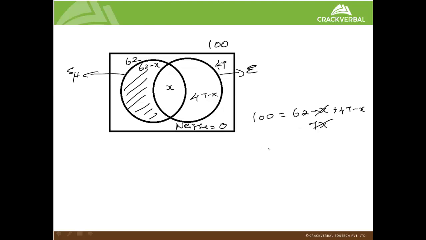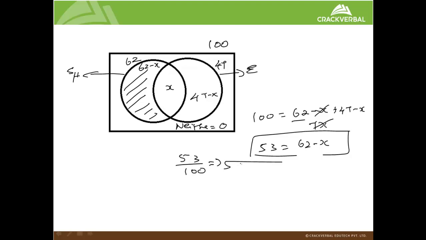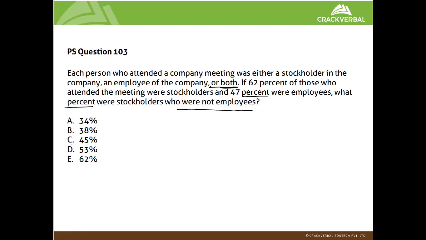So in that case we can cancel off X and X. We are figuring out 62 minus X, so we can take the 47 over there. 100 minus 47 would be 53, so 62 minus X is what we are finding. So the answer has to be 53. Since we have taken the total number of people as 100, 53 out of 100 is 53%. So that's the answer, D, 53%.